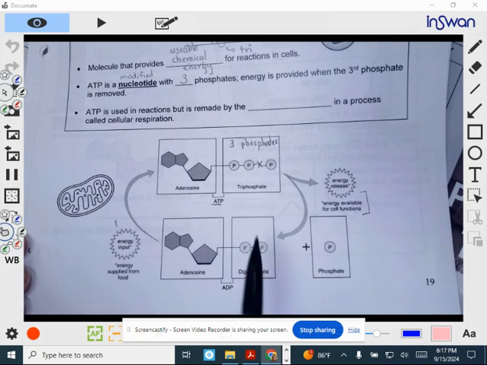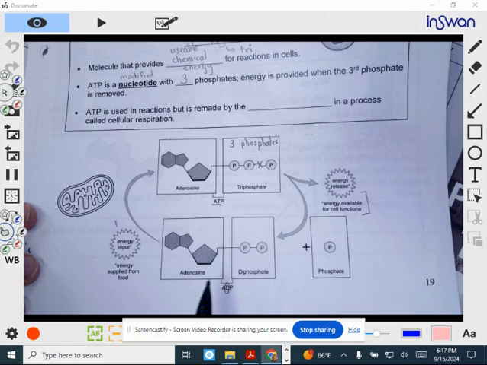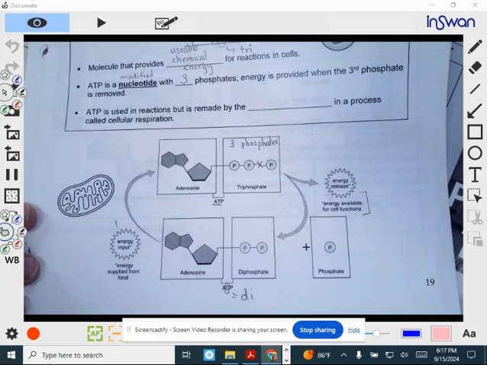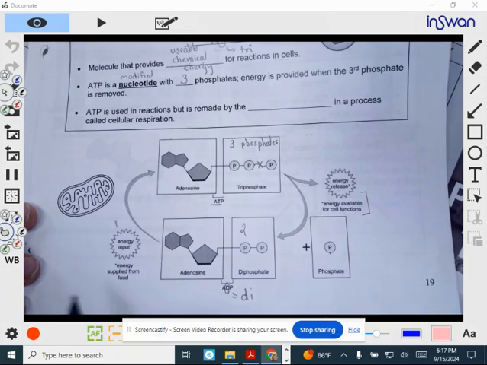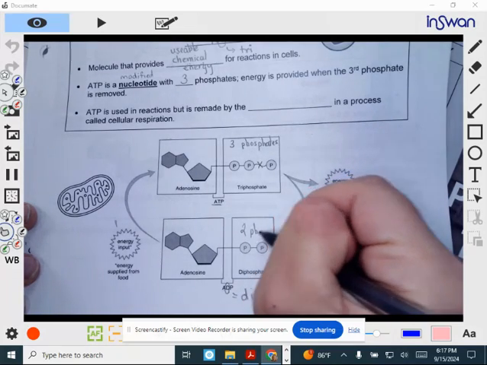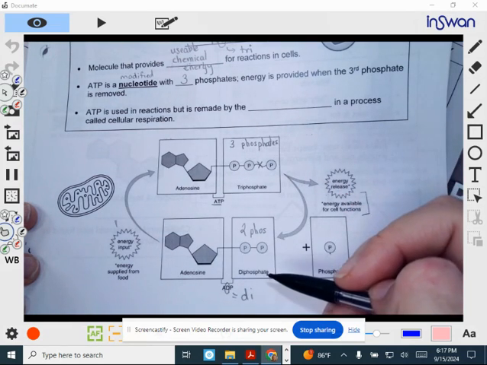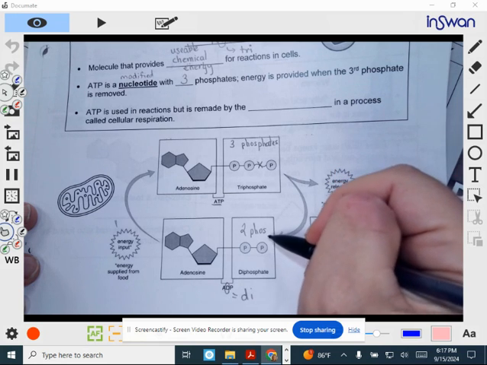Now, this molecule that I have here, I can't call it ATP anymore because it doesn't have 3 phosphates. So I want you to circle the D. This is ADP. D means di. So this is adenosine diphosphate. We've got 2 phosphates there now because that third one was removed. So that's the difference between ATP and ADP. It's the same molecule. It's just when we take a phosphate off of ATP, we have to call it something different. It's now ADP.